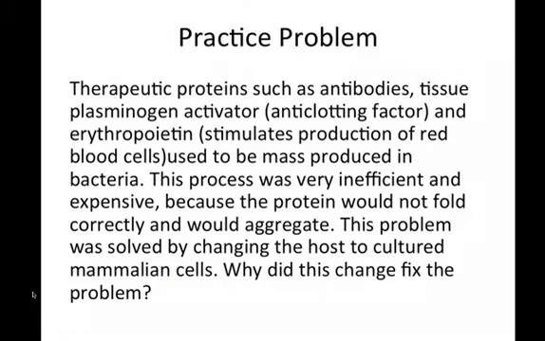Okay, let's take a moment to chat with our friends and do a practice problem. Therapeutic proteins, such as antibodies, tissue plasminogen activator, which is an anti-clotting factor, and erythropoietin, which stimulates production of red blood cells. They used to be mass-produced in bacteria, but it was really inefficient and expensive because the protein would not fold correctly and would aggregate. This problem was solved by changing the host to cultured mammalian cells. Why did this change fix the problem?